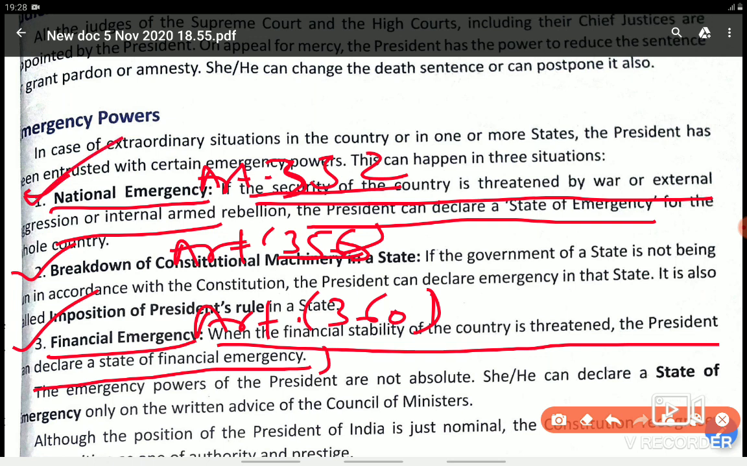So here you only have to mention this national emergency. First point, you explain this. Then breakdown of constitutional machinery. In simple language you can write that if the government of the state is not working according to the provisions of the constitution, the president can declare emergency or impose president's rule in a state. Third one is financial emergency. When the financial stability of the country is threatened, the president can declare a financial emergency. So these are the three emergency powers.